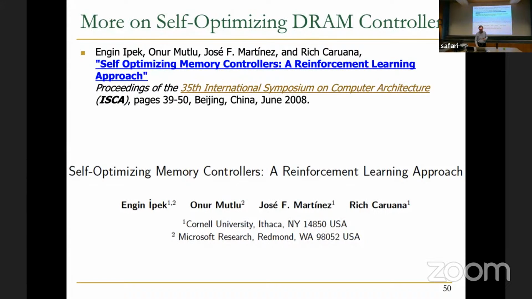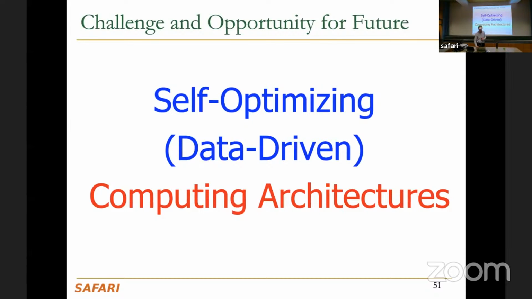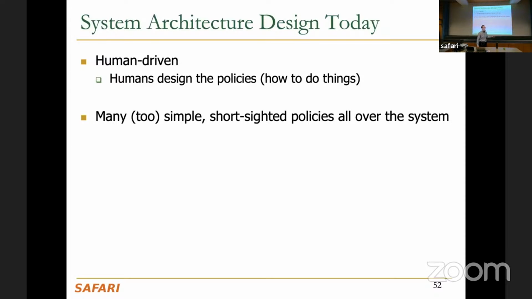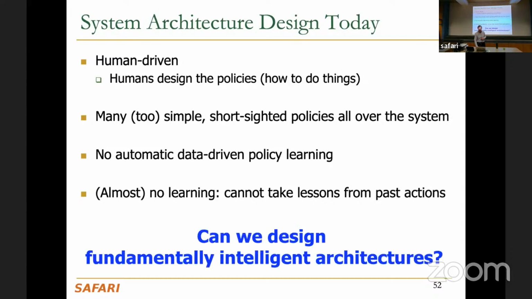Okay, so you can read the paper. I think this is an example of a self-optimizing data-driven computing architecture, which we will talk more about. I will give the high level. A lot of the system architecture design today is very human-driven. Humans design the policies. As a result, we have many too simple, short-sighted policies all over the system. If you look at hardware, this is definitely true, with very few exceptions, like perceptron-based branch predictors that exist in some systems. If you look at software, this is mostly true also. If you look at the operating system, I believe almost all of the policies, maybe some prefetching policies in some places, use heuristics that are designed by humans. As a result, there's no automatic learning. There's no experience-driven learning. Essentially, you cannot take lessons from past actions because the systems are not designed this way. So the bigger question is, can we design fundamentally intelligent architectures that can learn from their actions and that can do better things over time?